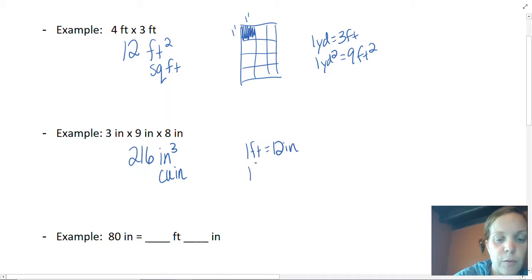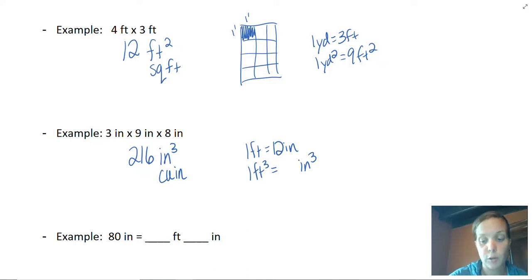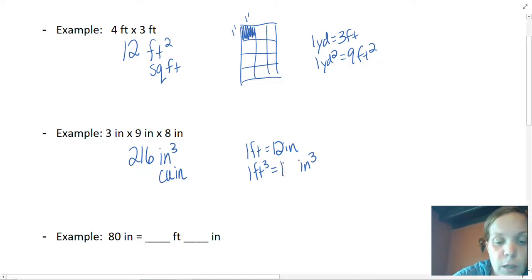So if we convert cubic feet and cubic inches, we have to do 12 cubed, or 12 times 12 times 12, make it like a box. That's a foot by a foot by a foot. It's 12 inches by 12 inches by 12 inches. So it's actually 1,728 cubic inches.